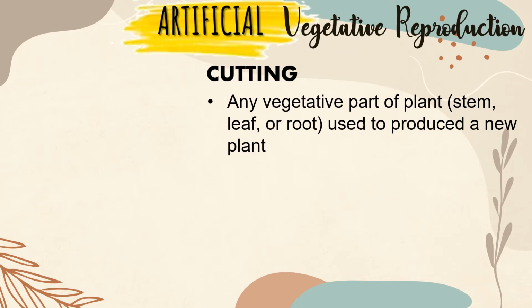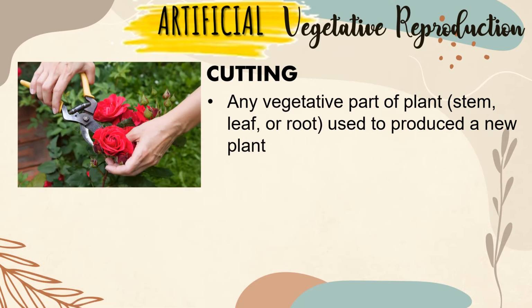In leaf cutting, a leaf or a leaf part of a plant is placed in water or moist soil, and after a while, a new plant is developed. Cutting is very essential to plants, especially to roses.